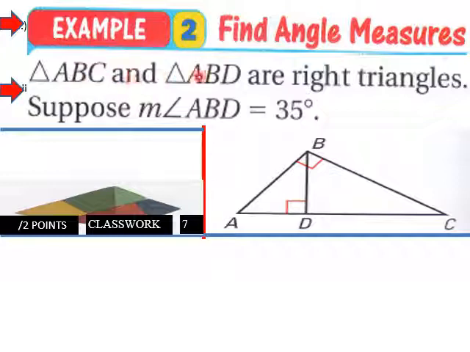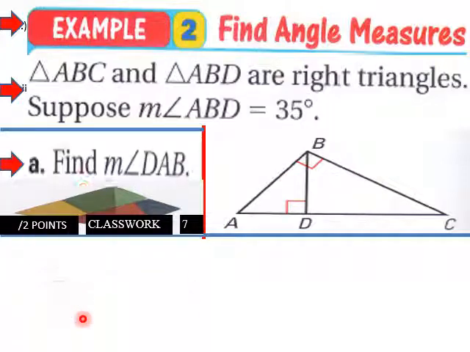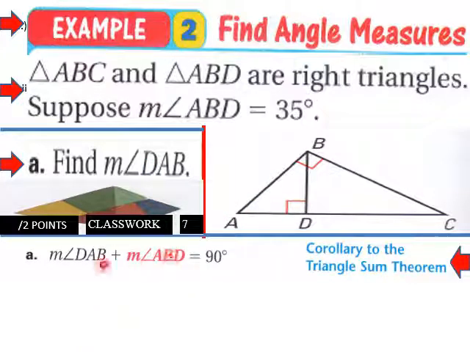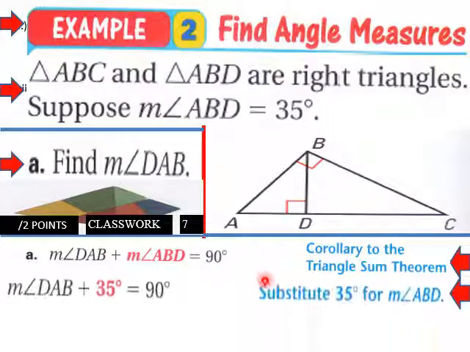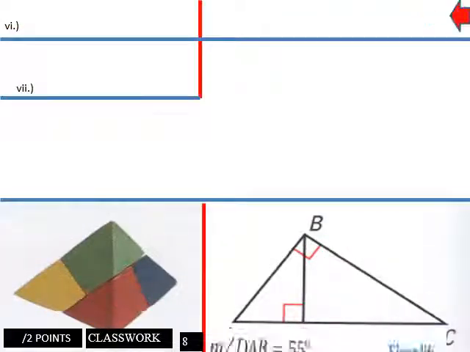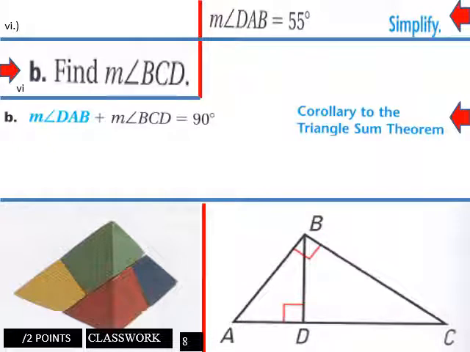Okay, example 2: ABC and ABD are right triangles. Suppose the measure of angle ABD equals 35. So ABD is 35 here. Okay. Find the measure of angle DAB. So what would DAB be? We use this here. We know that DAB and ABD must equal 90. So we do a little algebra here, and we find out that DAB must equal 55 degrees.